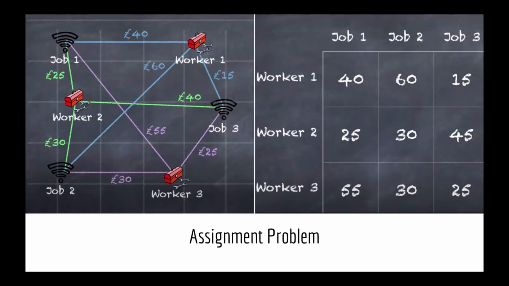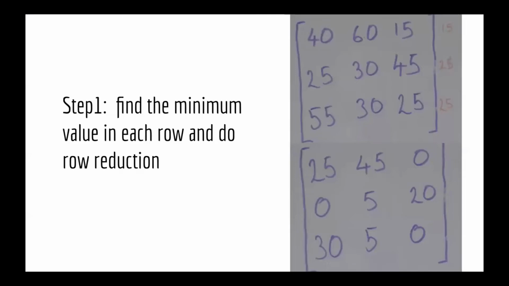It is easier to convert the problem into an n by n matrix. So since we have 3 workers and 3 jobs, we have a 3 by 3 matrix on the right side. And the numbers in the matrix represent the cost. Step 1. Find the minimum value in each row and do row reduction. This means each row now contains at least one zero after the row reduction.